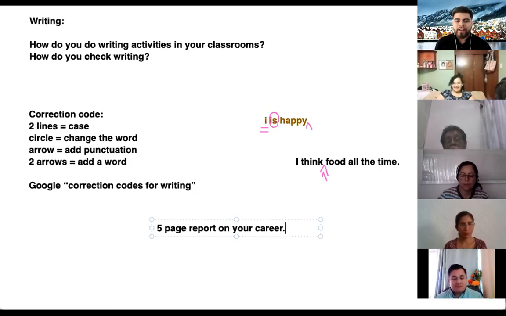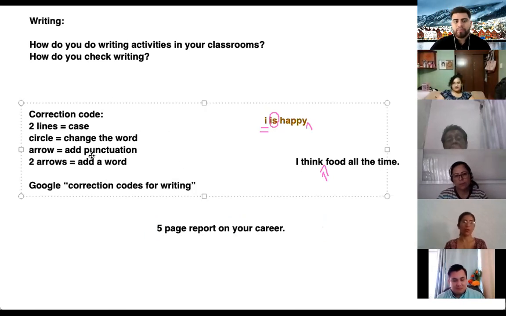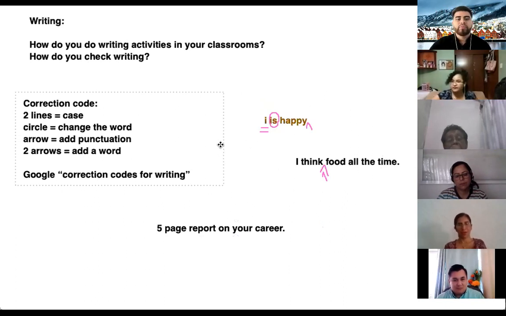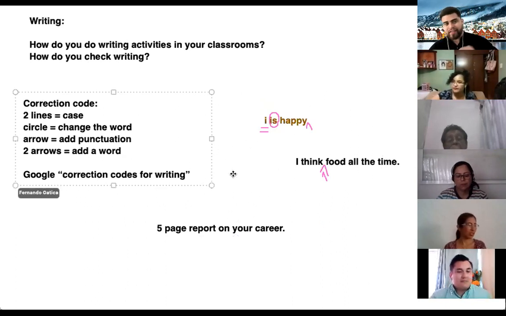And guys, if you have time, do this, okay? Do this. It will honestly help your students become great writers. Don't correct your students. Show them their mistakes so they can correct it and they can learn from their mistakes.